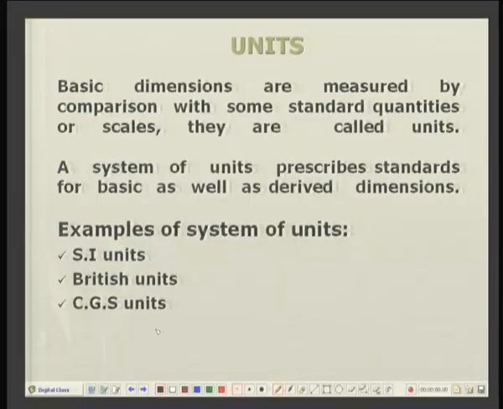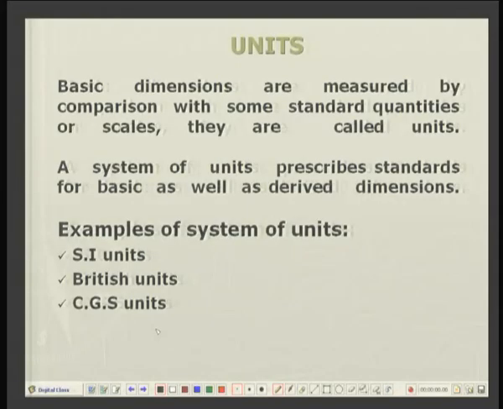Now let's come to the next important topic, units. How do I measure, let's say, the length of this table? I will take a meter rod and place it against the edge of the table and see how many times I have to shift this standard length, and that will determine the length of the table. So what I want to say is that the basic dimensions like length, etc., are measured by comparison with some standard quantities or scales, and this comparison gives us units. If you use different scales or different standards, you will get different units. Now, for all the basic dimensions, engineers and physicists have evolved certain scales or standards, and the collection of these scales is called a system of units.